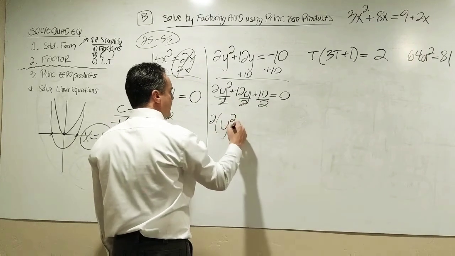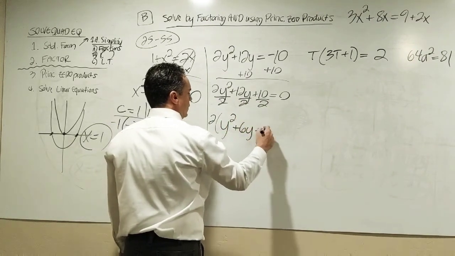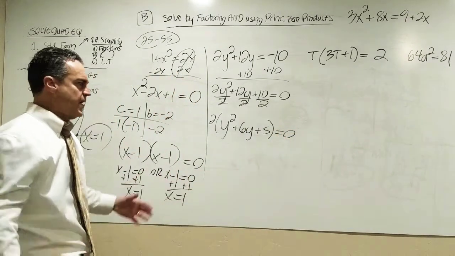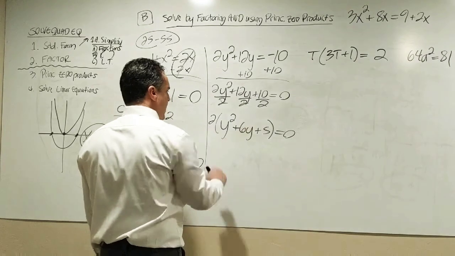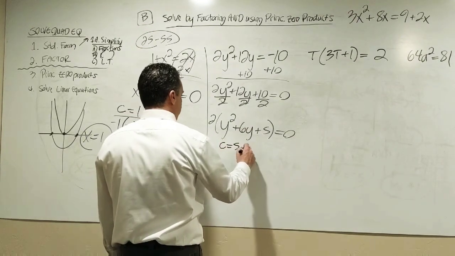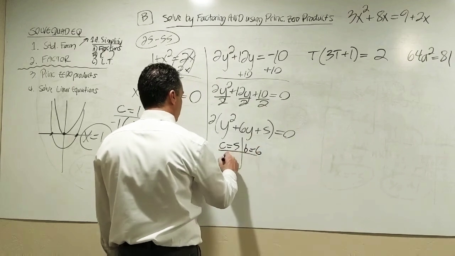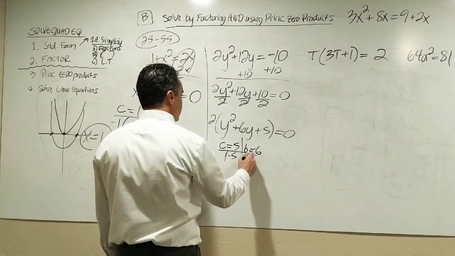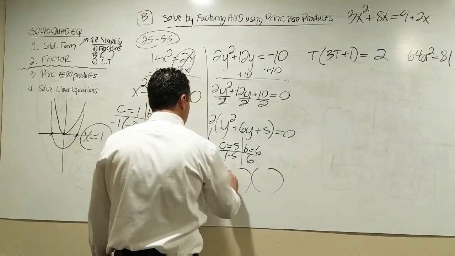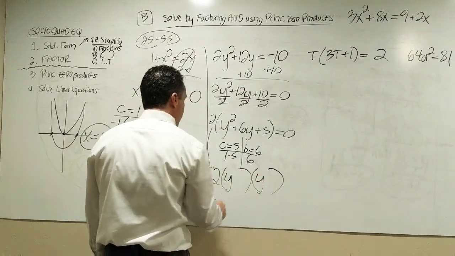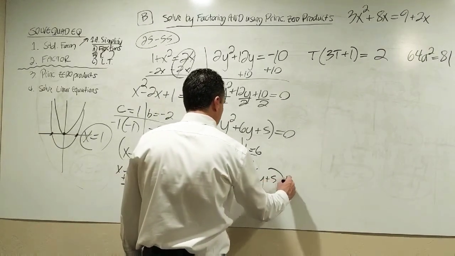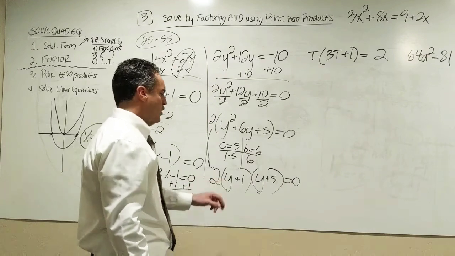This is a great section in this chapter. It culminates all your knowledge. You're going to have to use all your factoring skills. Now we got to factor this trinomial. C equals 5, B equals 6. 1 times 5 makes 5, when added together makes 6. And so the 2 comes down. We're going to have parentheses and parentheses. Y plus 1 and y plus 5, and all this equals 0.